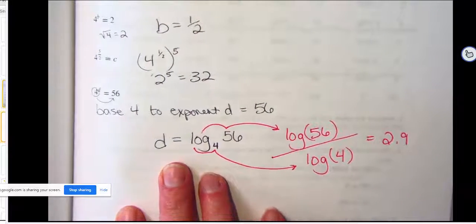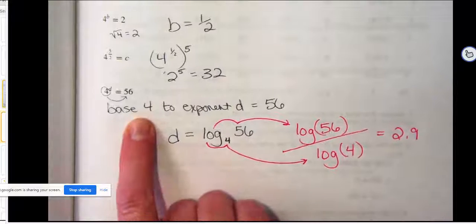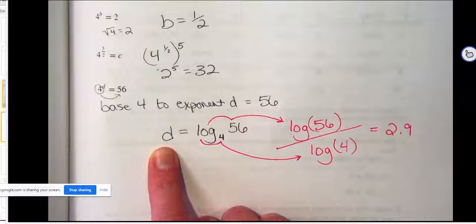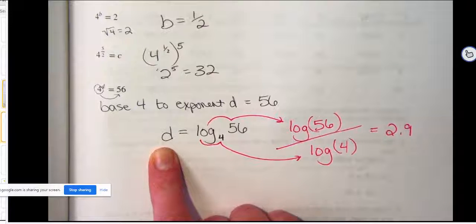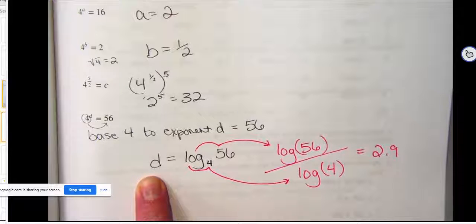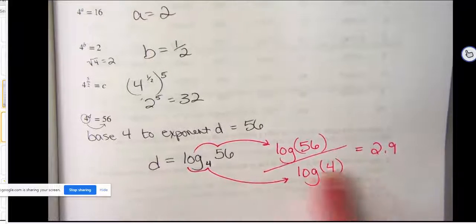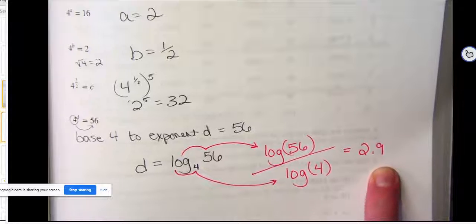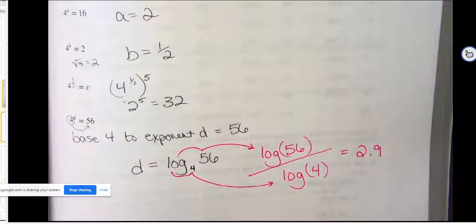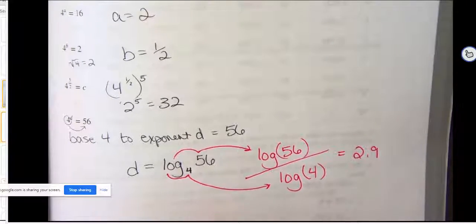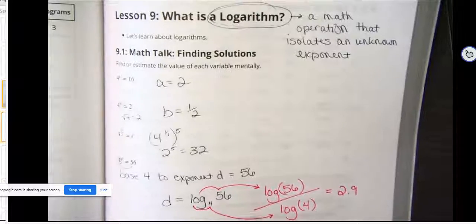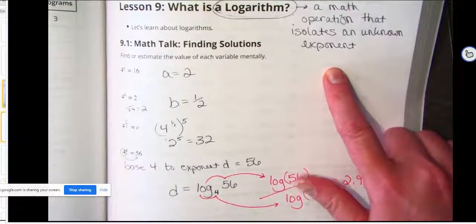So a logarithm isolates an exponent all by itself so that we don't have to guess and check like we were doing in the last question we just did in lesson 8. We don't have to guess and check. We could find an exact decimal that it would be, and we can find it very quickly. So logarithm is a math operation that isolates an unknown exponent.